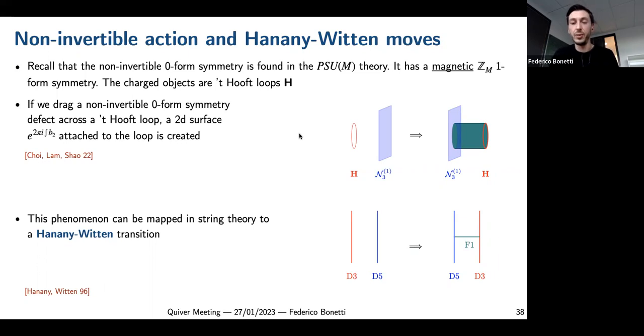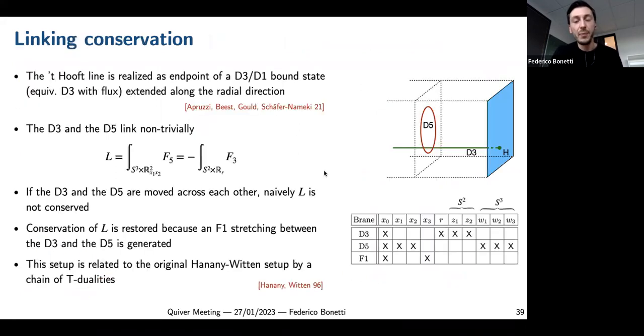Can we see this in string theory? And the answer indeed is affirmative. It's nothing but the Hanany-Witten transition. And indeed, in this instance, the 't Hooft line is realized in the bulk in terms of a D3 with a flux. This is a non-topological operator. It extends along the radial direction and pierces through the holographic boundary. Whereas in the bulk, we have our D5s. Those are the ones that become the topological guys. And they link non-trivially with this.